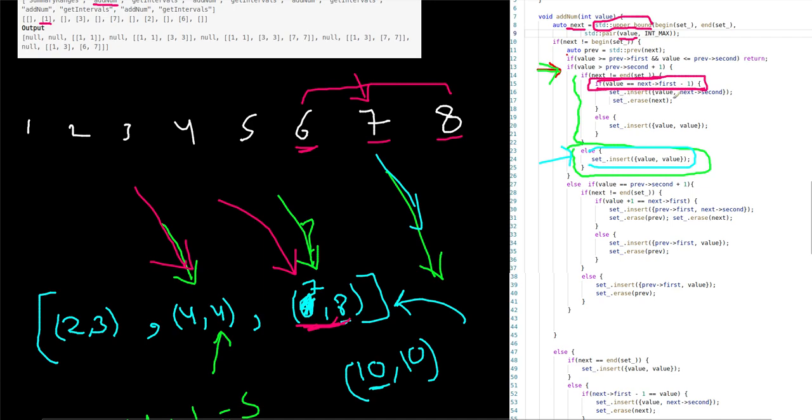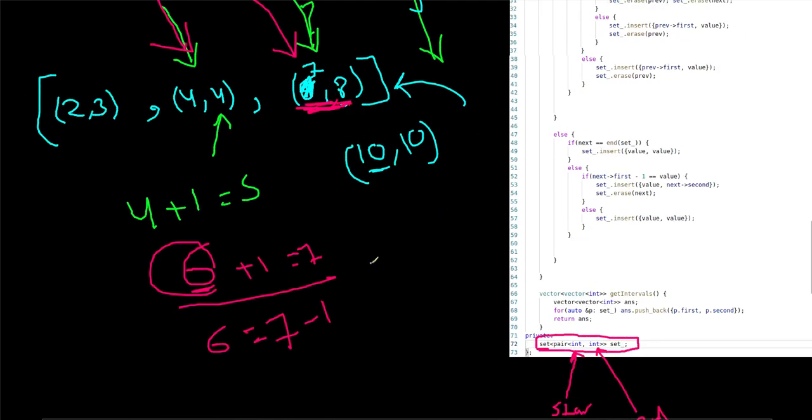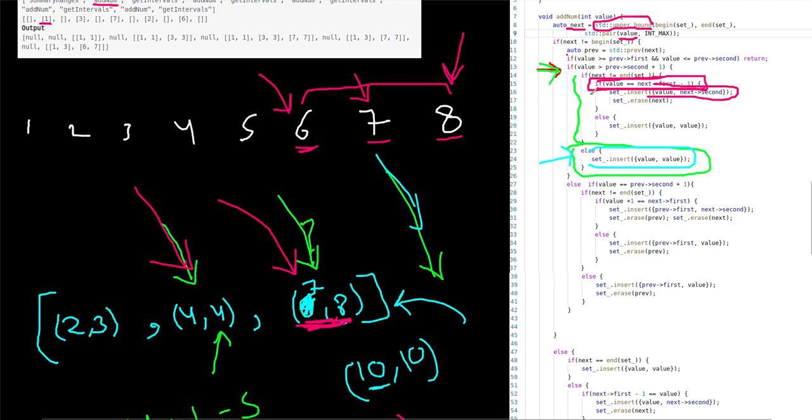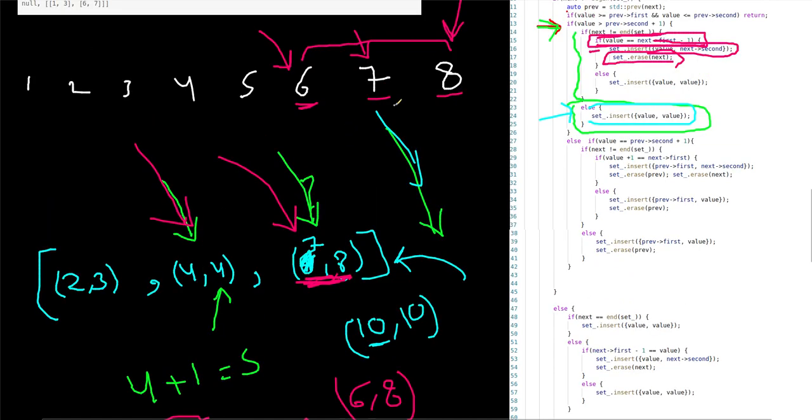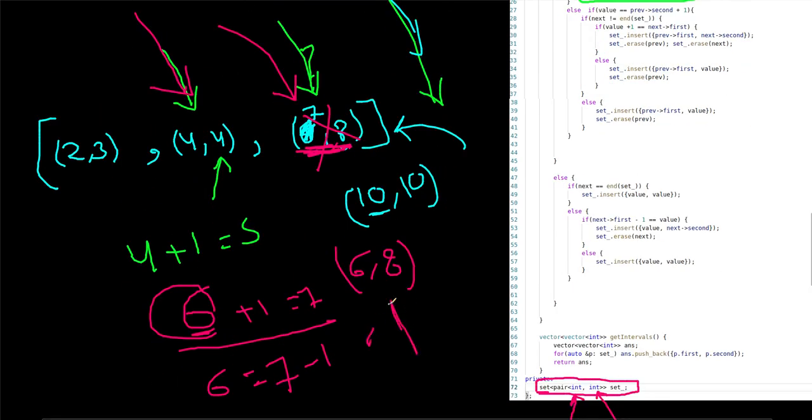So what we will do is we insert a new interval, which is value and next second. We have already 7, 8, and we want to add 6. We merge them together into 6 to 8, and this is what we are doing here. Then we remove the 7, 8 interval because it's already covered by 6 to 8, so we replace it by 6 to 8.